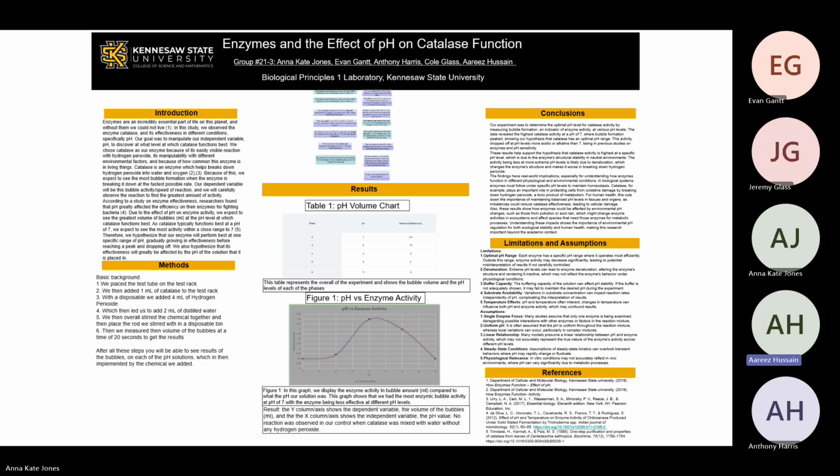Disruptions in pH, whether due to environmental factors or physiological imbalances, could reduce enzyme efficiency, impacting both health and ecological stability.